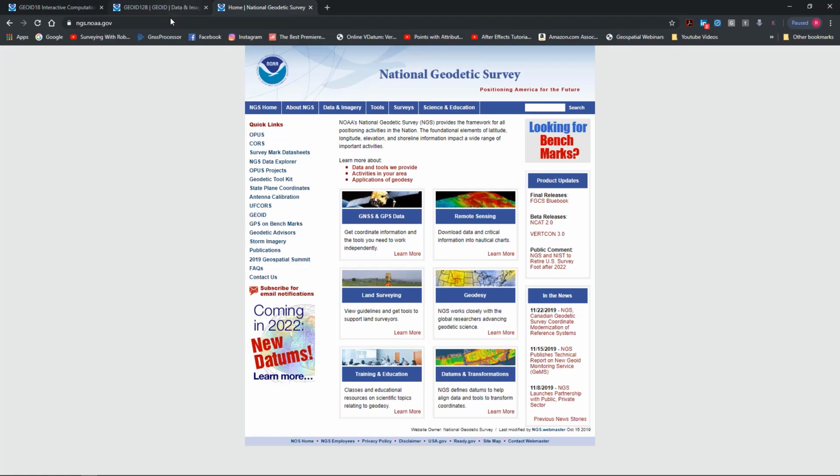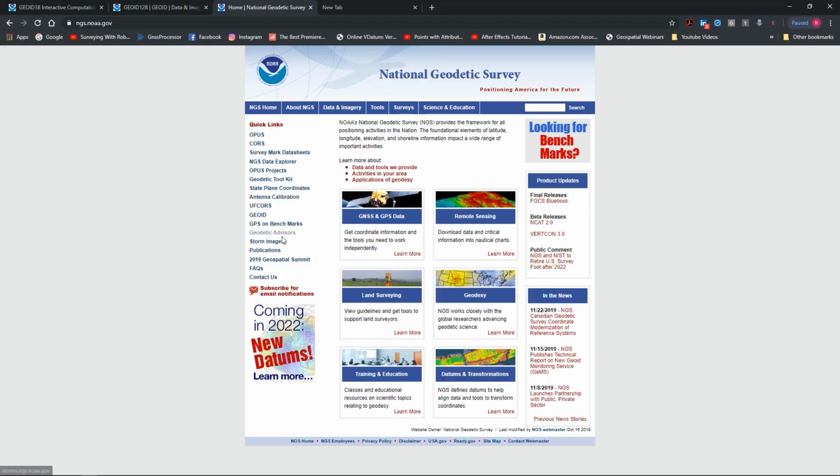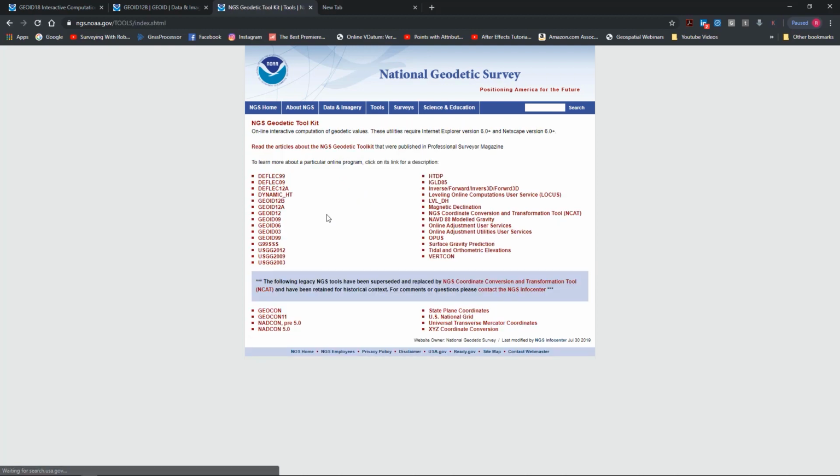So what I want to do is, I actually pulled these up, but I'm going to show you guys how to find these, okay? So let's go in. Go to NOAA NGS. That takes you to the NGS website where OPUS is at and everything else. If you look here on the left-hand side, you're going to see Geodetic Toolkit, okay? So under Geodetic Toolkit, there's 12B right here, okay?